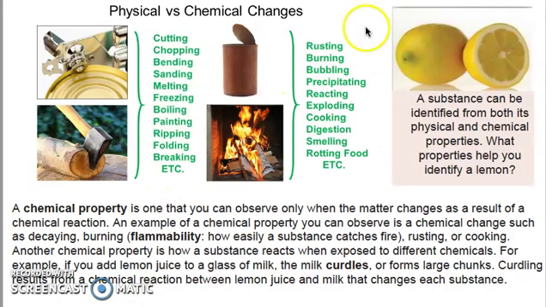Right here are some chemical changes: rusting, burning, bubbling, precipitating, reacting, exploding, cooking, digestion, smelling, rotting food. Right here at this picture, it says a substance can be identified from both its physical and chemical properties. Think about what properties help you identify a lemon besides the sour taste and the yellow color.